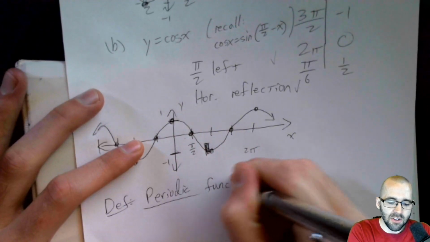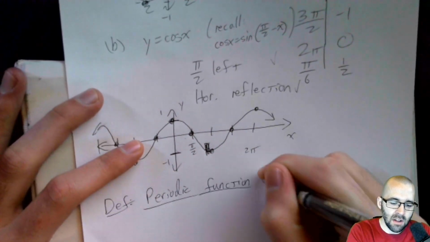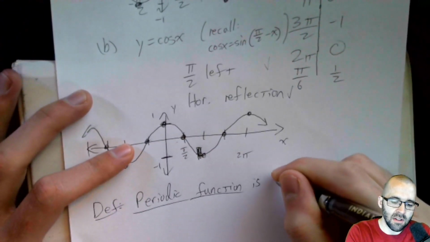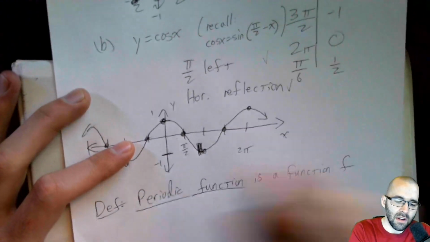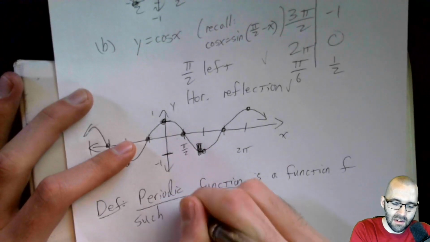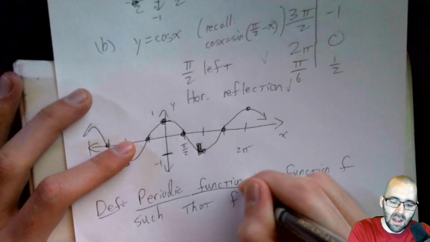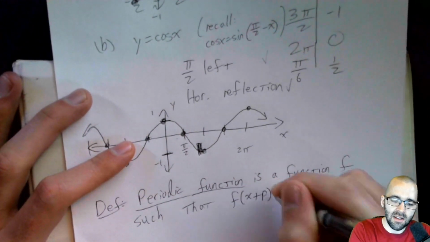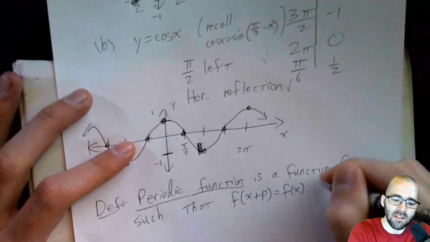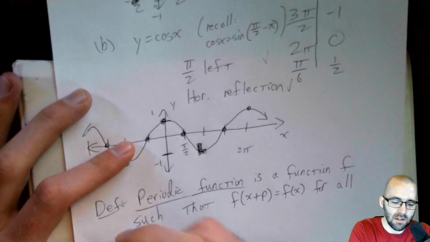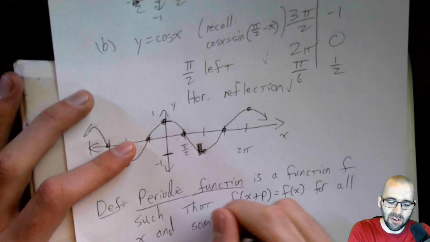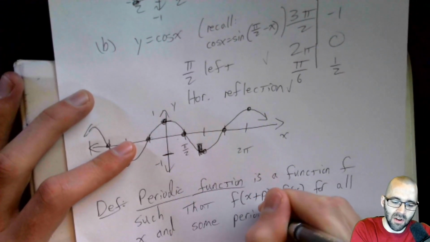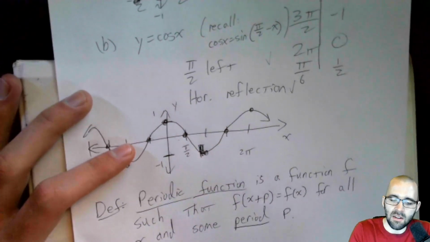A periodic function is a function f such that f of x plus p equals f of x for all x and some period p. That's the second part of the definition.